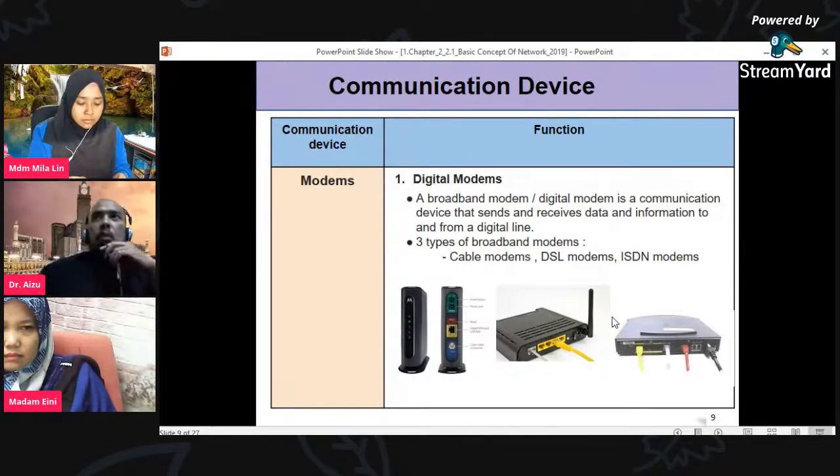So we look at the first communication device, which is modem. There are two types of modem. The first one is digital modem. A digital modem or broadband modem is a communication device that sends and receives data and information to and from a digital line. There are three types of modem, which are cable modem, DSL modem, and ISDN modem. Functionally, the same function, but different ways in communication.